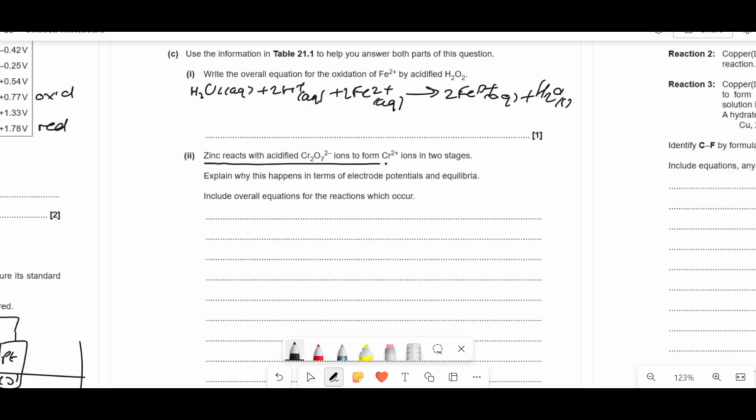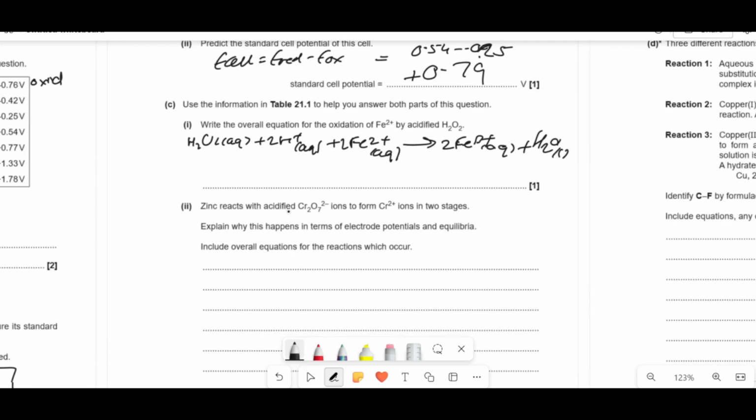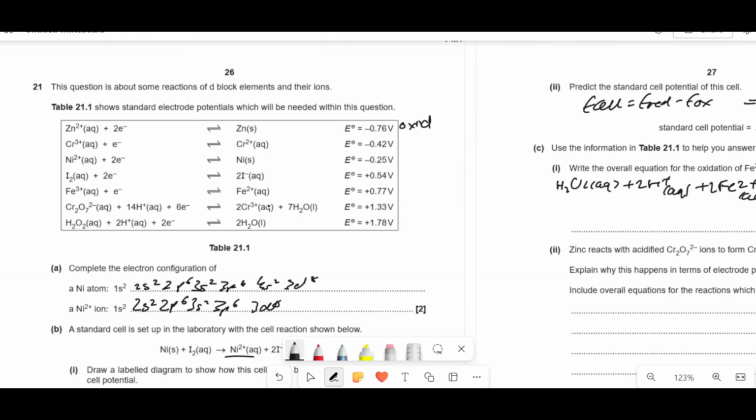Then it says zinc reacts readily with this to form this. Explain why this happens in terms of electrode potentials and equilibria, and include the equations for why these reactions occur. Zinc is a solid, going from Zn to Zn2+, so this one has to be oxidized. The question's told you that. It's reacted with acidified Cr2O7 2- to give you Cr2+. We see here we've got Cr2O7 2-, but that's not Cr2+. Why is that going on? If you have a look, the question's told you that it's Cr2O7 2- and then Cr3+. So regardless, it's going to react with this, isn't it?